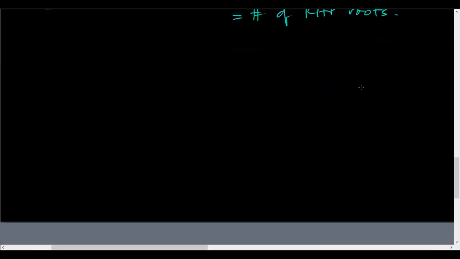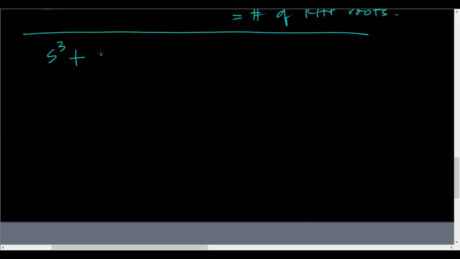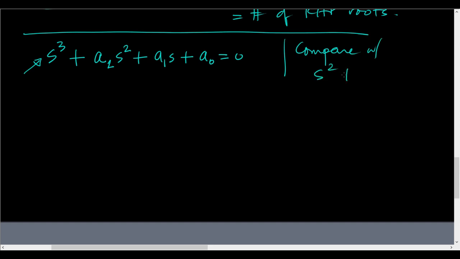Okay, so let us say we have s cubed plus a2 s squared plus a1 s plus a0 equals 0. I have taken this leading coefficient to be 1. Now what are the conditions on a0, a1 and a2 so that all the roots are in the left half plane? Compare with s squared plus a1 s plus a0 equals 0.